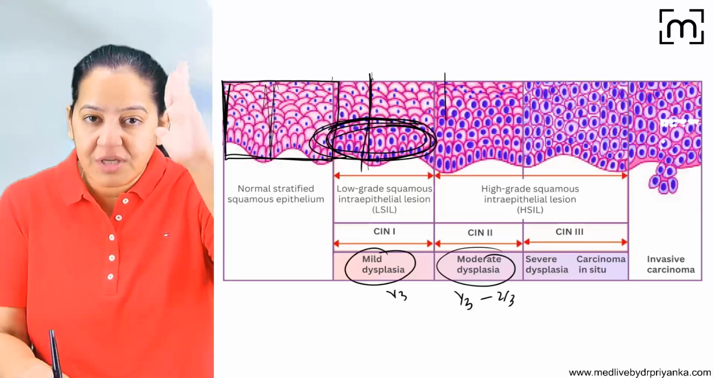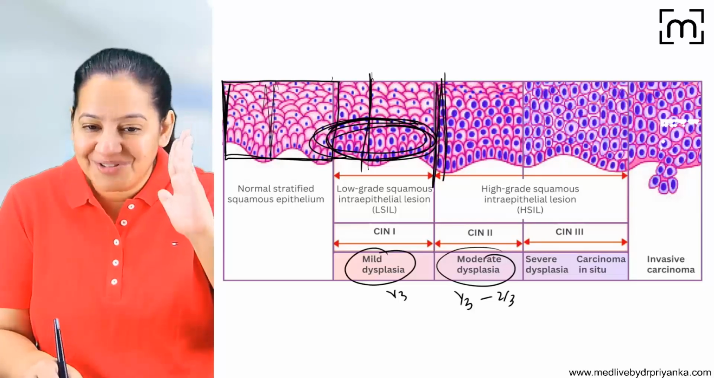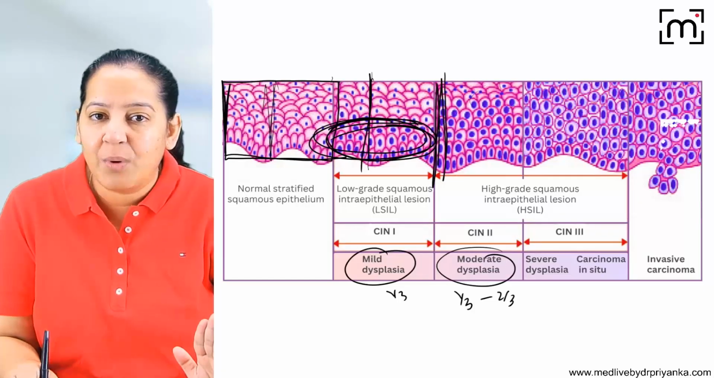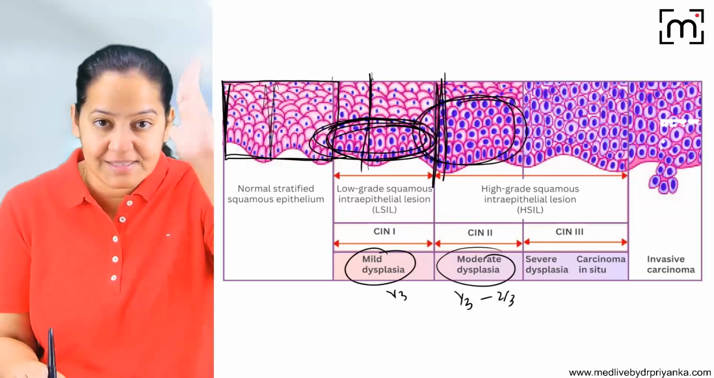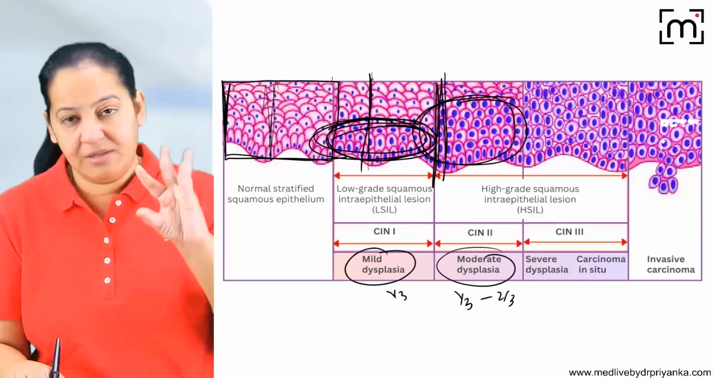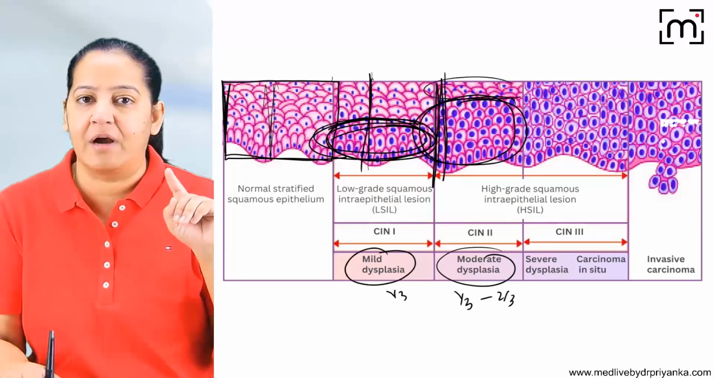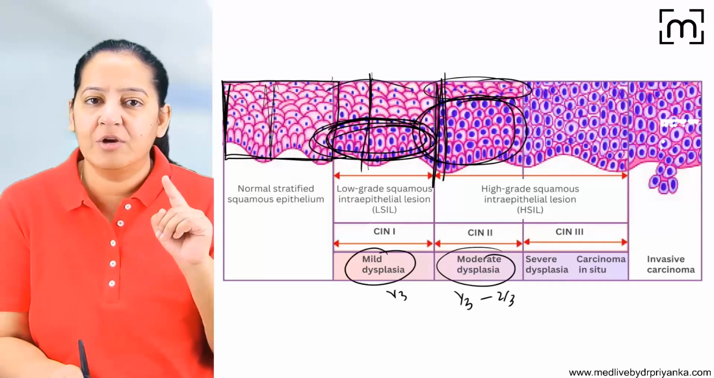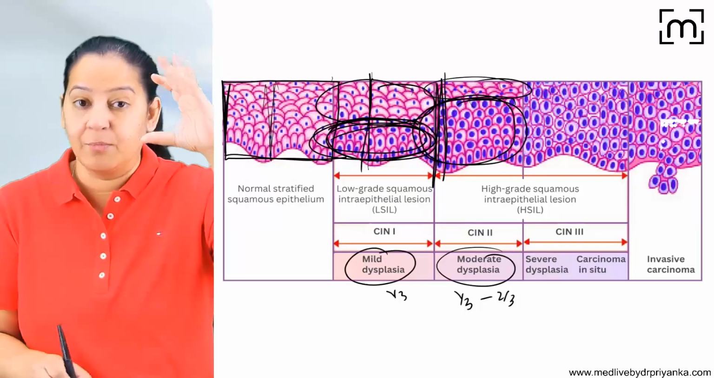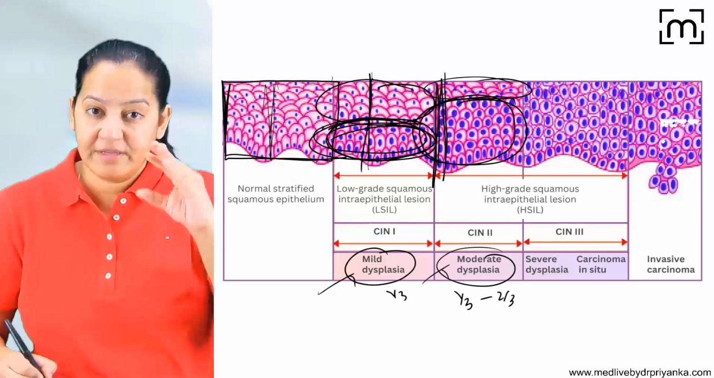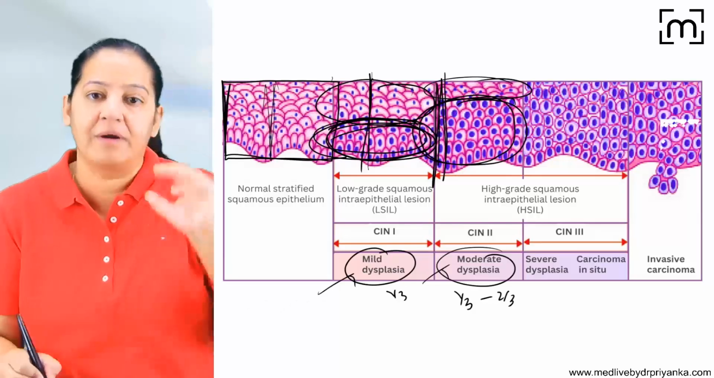So out of the total thickness, at least 1/3 to 2/3 of the thickness cells are showing dysplasia, those 5 features, but the remaining are normal. A little bit is normal. See the normal here and see the normal here. Here dysplasia is less, but normal is more in mild dysplasia. In moderate, the dysplastic zone increases and normal reduces.